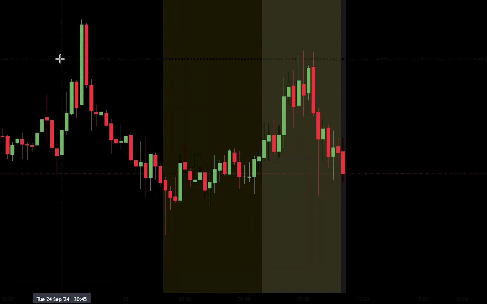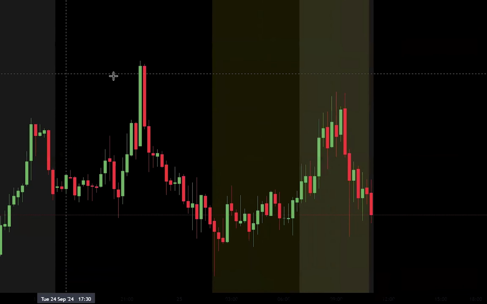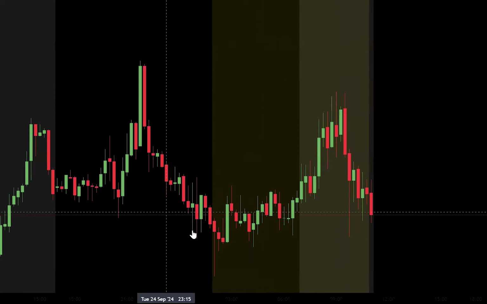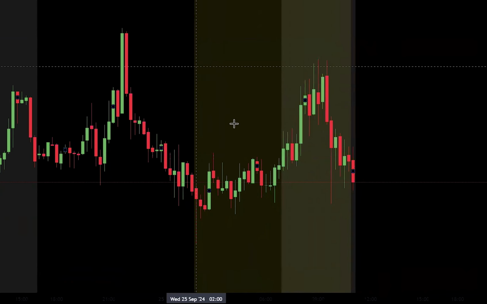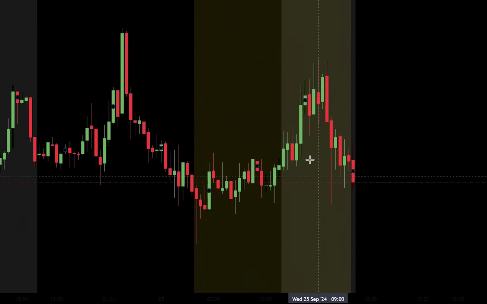All right, so here's an example on gold. I usually trade gold during New York, but we're going to do London and then we'll do New York later. So in this example, we have this Asia inside of the black, and then we have London inside of the lighter yellow, and then we have New York starting inside of the yellow.